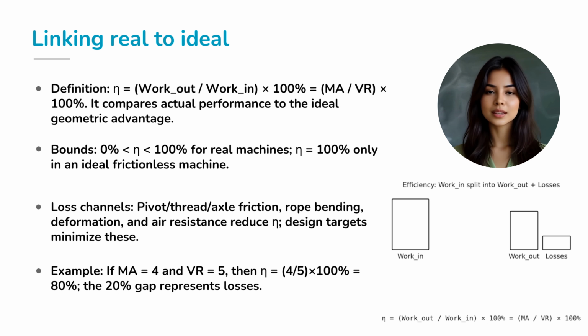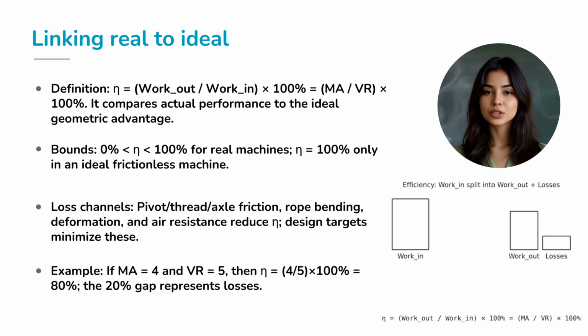For real machines, efficiency always lies between 0% and 100%, with 100% efficiency being possible only in an ideal, frictionless machine. Energy losses that reduce efficiency can come from many sources, including friction at pivots, threads and axles, bending of ropes, deformation of parts, and even air resistance.